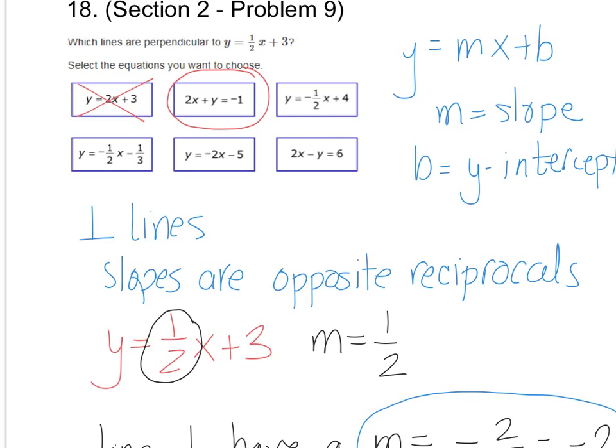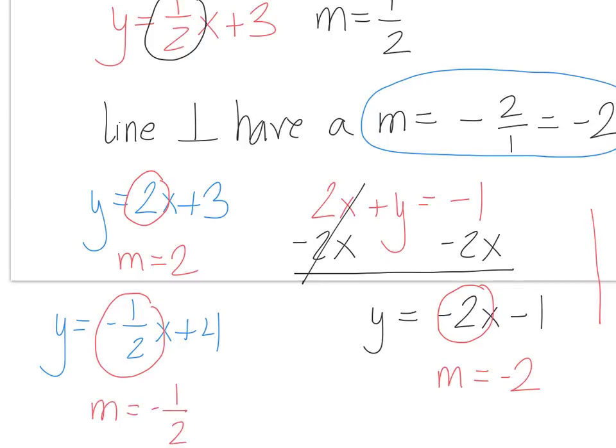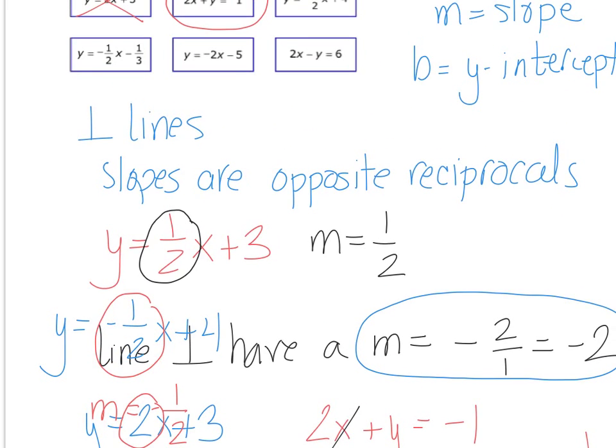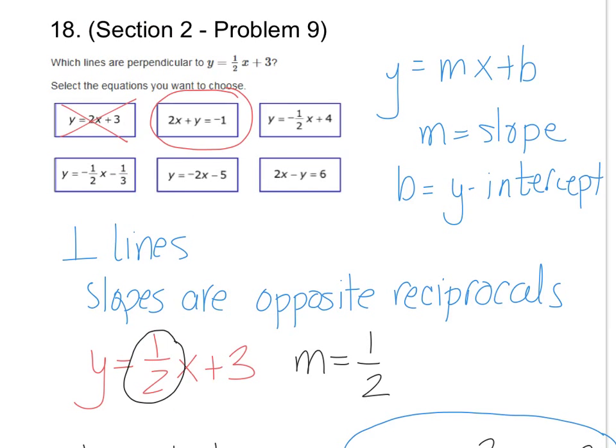So if I go to the third equation, going across, that was y equals -1/2 x plus 4. This one's already in slope-intercept form, so I can see right here that my slope is equal to -1/2. Is that the slope I'm looking for? Nope, because remember, I was looking for anything that had a slope of -2, right? Opposite reciprocals. So this is not going to be it, so I can cross out this one as well.